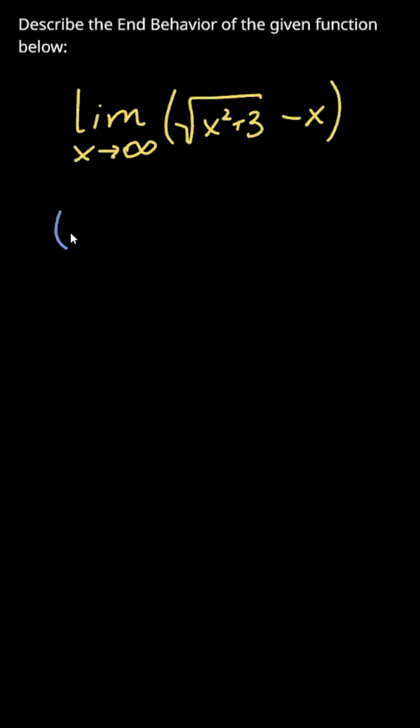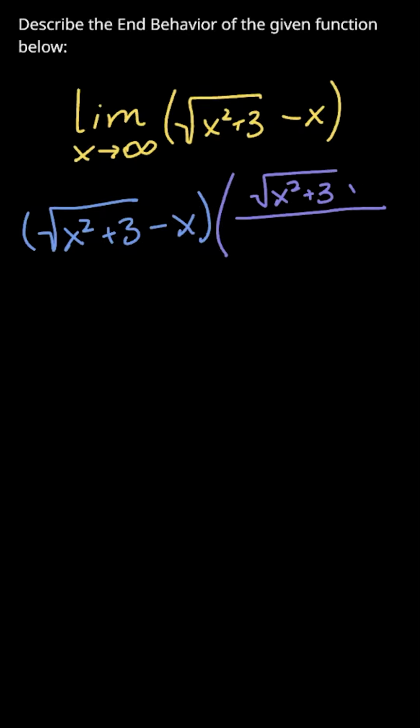So we're looking at square root of x squared plus 3 minus x, and we need to multiply it by square root of x squared plus 3 plus x over itself. Don't worry at all, guys. It's not as scary as it looks. There's two parts that are going on here. Number one is the negative x plus x relationship that is required for difference of squares.